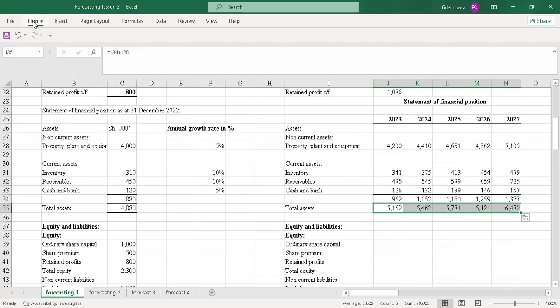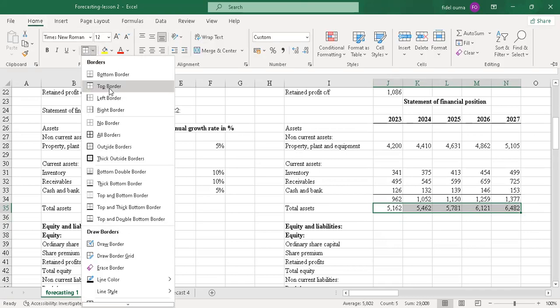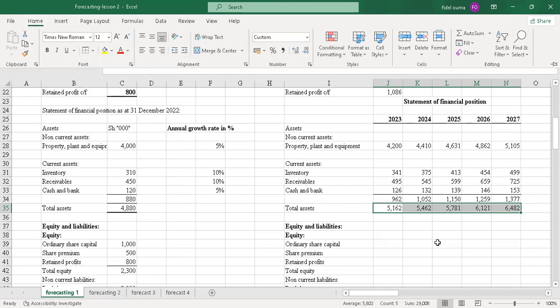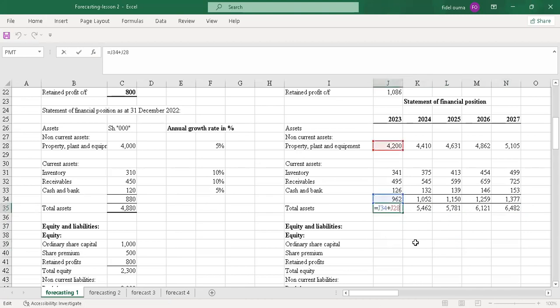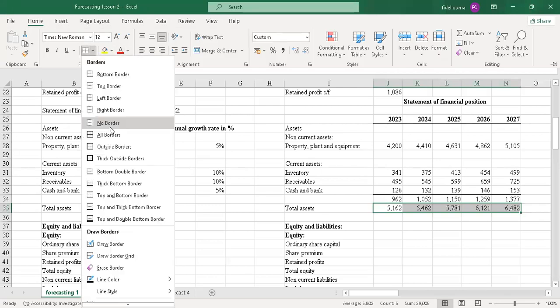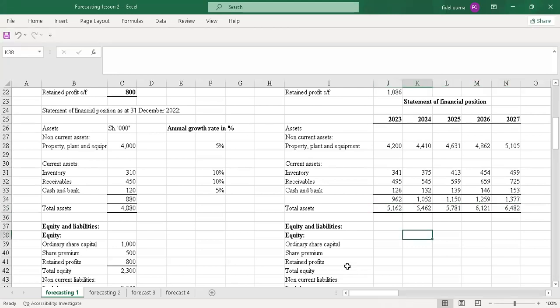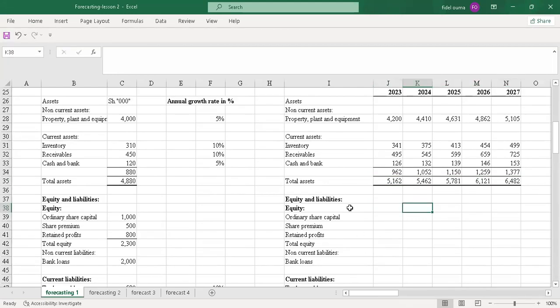Maybe top border. Then again, I create a bottom border. Let me just create a double. Yeah, let me create a double thick bottom border. So I'll create a thick bottom border there.